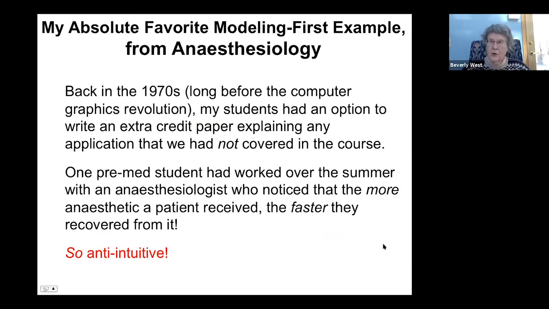I just want to end with my absolute favorite modeling first example, since this is SIMIODE. This is from anesthesiology, and it was back in the 1970s, long before the computer graphics revolution. My students had an option to write an extra credit paper explaining any application we had not covered in the course. One pre-med student had worked over the summer with an anesthesiologist who noticed that the more anesthetic a patient received, the faster they recovered from it. This is so anti-intuitive.